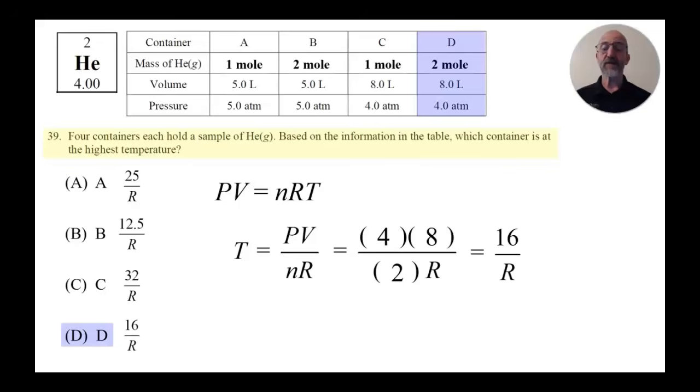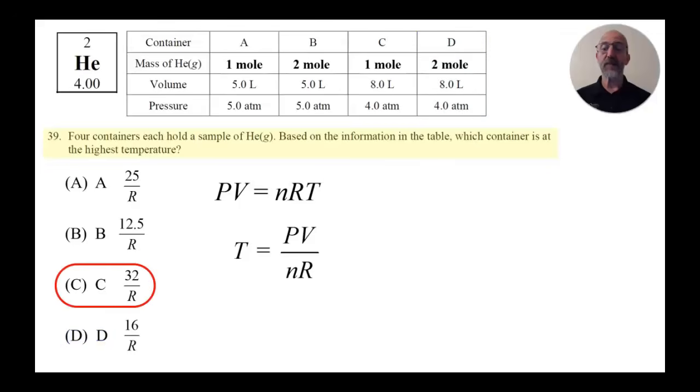Now looking at the 4 choices, we can see that the largest value is choice C. So choice C would be the container that is at the highest temperature.